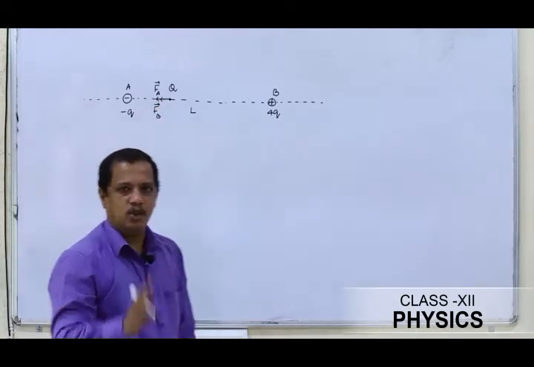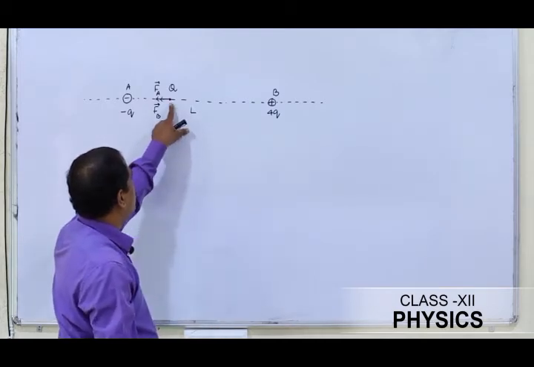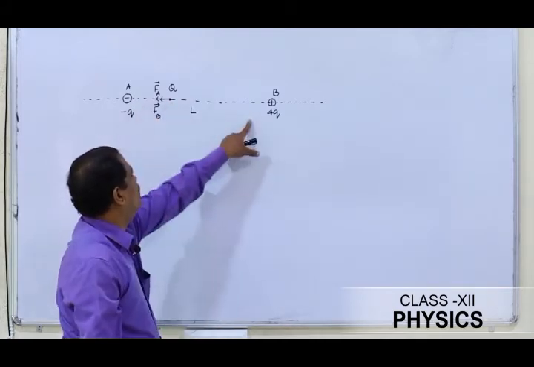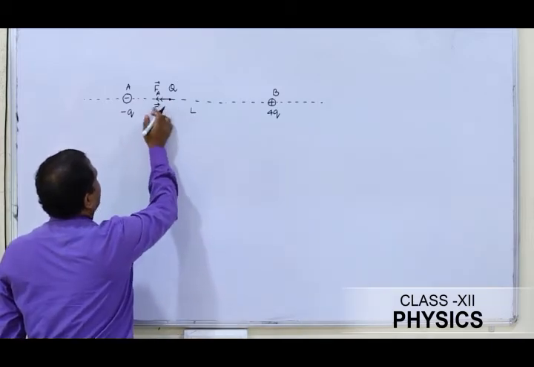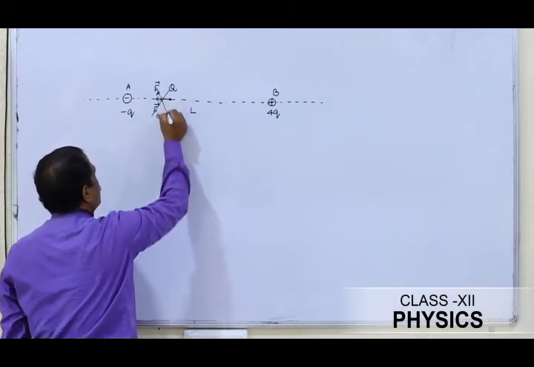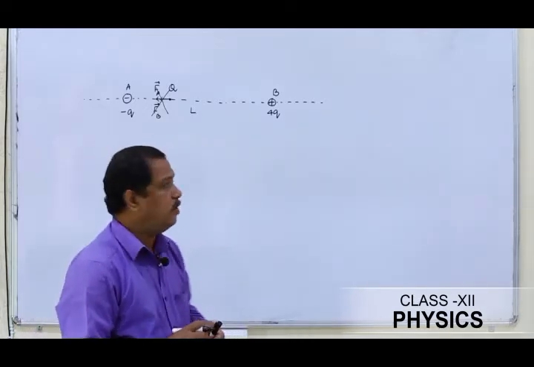Contrary to the last two problems, here we find that if I locate a point between these two charges, both the forces are in the same direction. So here I am not going to get an equilibrium position. The net force must be 0 for the charge to be in equilibrium.